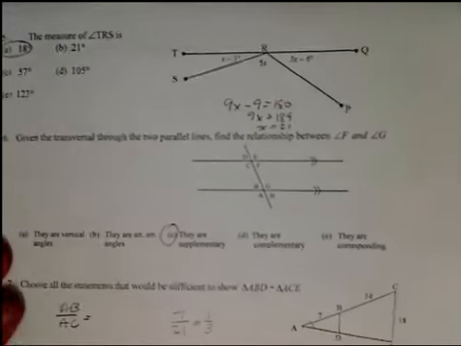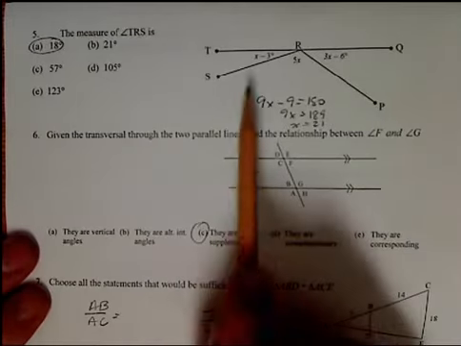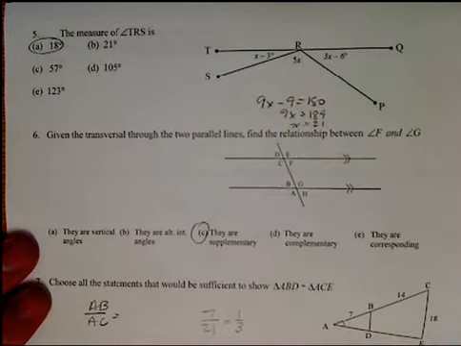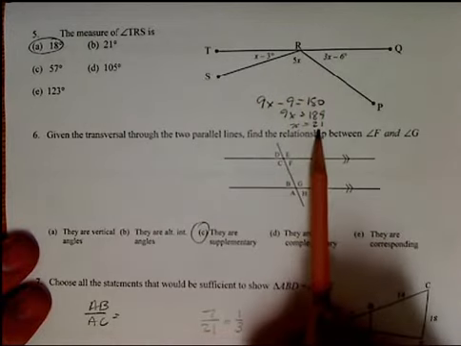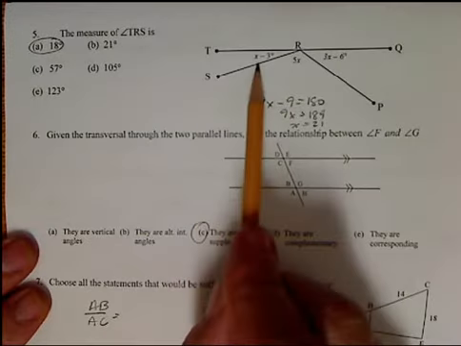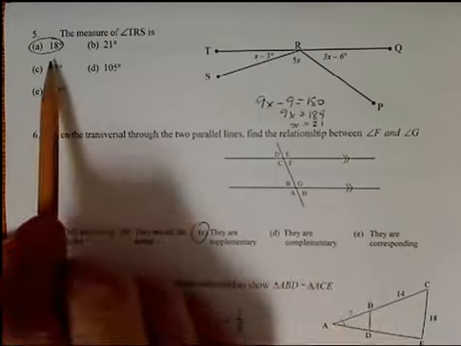Right here, we have a straight angle. So some of these have to add up to 180. So 9x minus 9 equals 180. X equals 21. Angle TRS, well, it's 21 minus 3. That's 18.